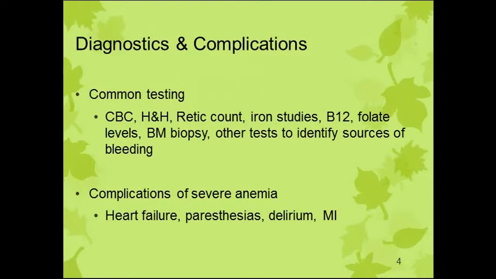Diagnostic testing, of course: CBC, H&H, and then a CBC with differential or reticulocyte counts, iron, B12 levels, folic acid levels, bone marrow biopsies, and any other testing that might be done to identify sources of bleeding, such as stool for occult blood. Sometimes we do occult testing of gastric secretions if the patient has an NG tube. EGD, colonoscopy, diagnostic laparoscopy, anything where we're going in and looking for a source of bleeding.